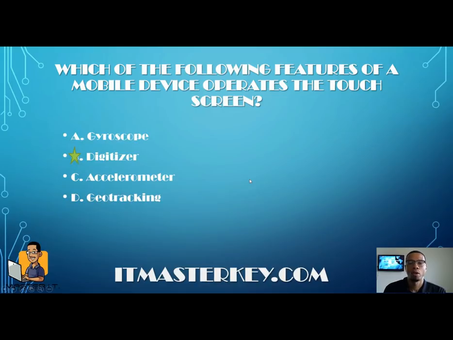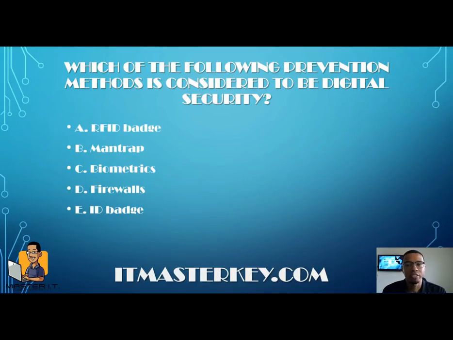Good. Next up. Which of the following prevention methods is considered to be digital security? Another thing is you want to make sure that you understand what the question is asking. All right, so small little hints, small things that we have to pay attention to make it easier to actually figure out what the right answer is. So what do we think the right answer is?